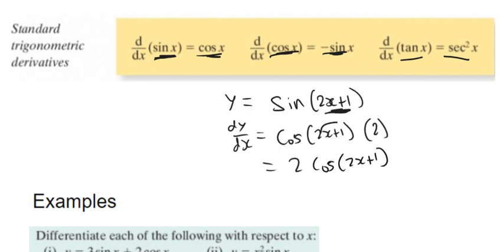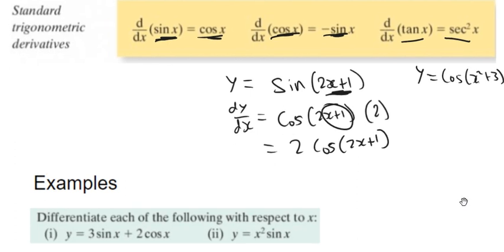So if there was something else in here, it would be times the differential of the something else. And it's the same with cos. If I was differentiating y equals cos of x squared plus 3 or something like that, it would change to minus sin and then multiply that by the differential of what is inside. You just have to remember that really with trigonometric functions. You'll have to do it all the time because you're never really going to be just asked to differentiate cos x or just sin x.